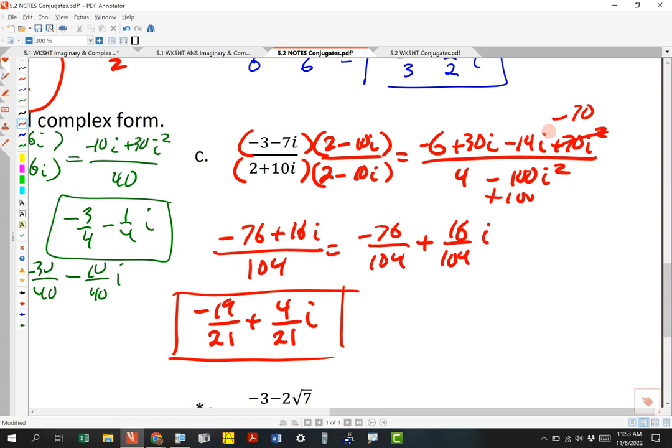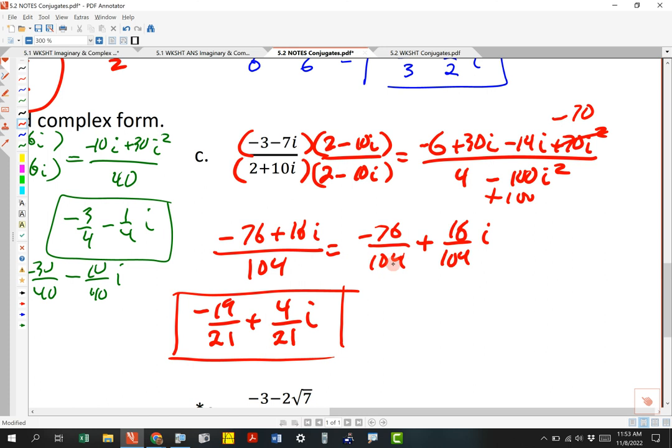Okay, hold on, keep going. This counts as a negative 70, correct? Yes. So these two together make a negative 76. These two together make a plus 69. On the bottom is a 104. Are we right about that? Yeah.